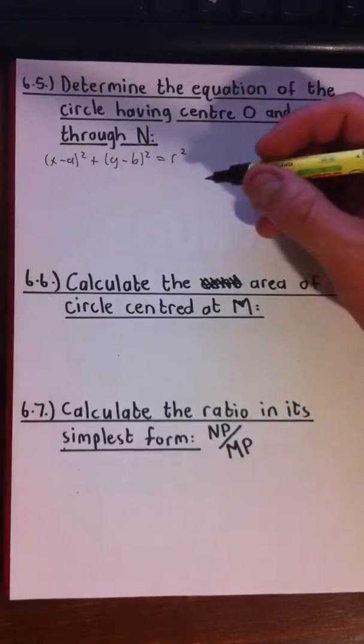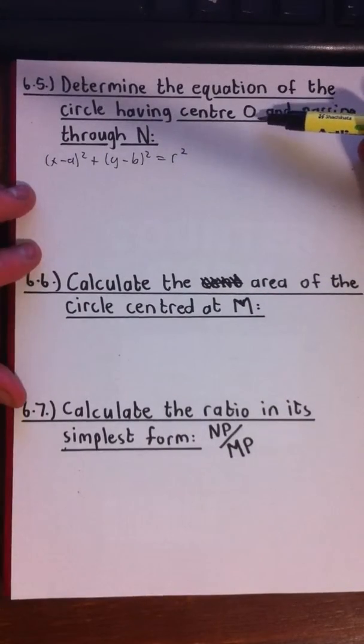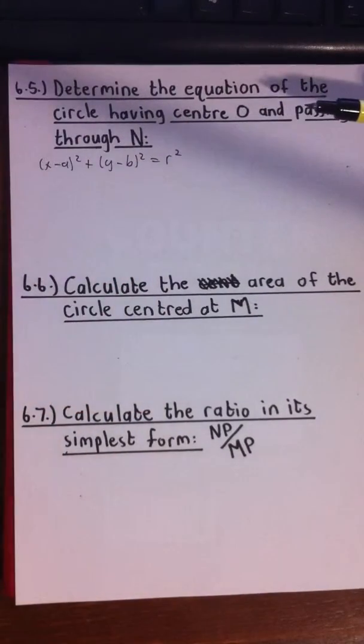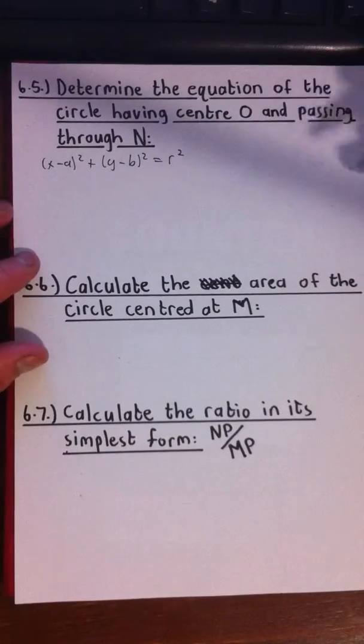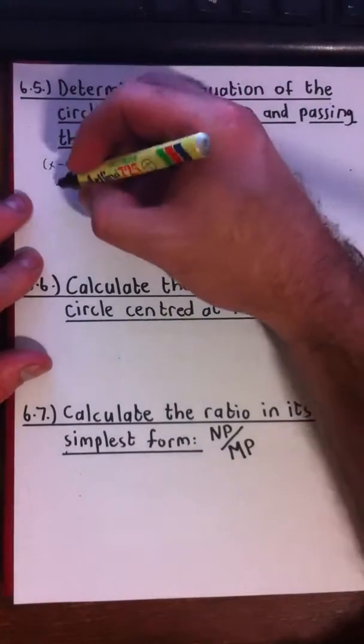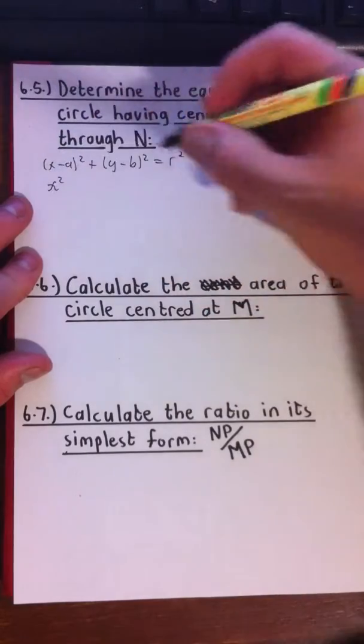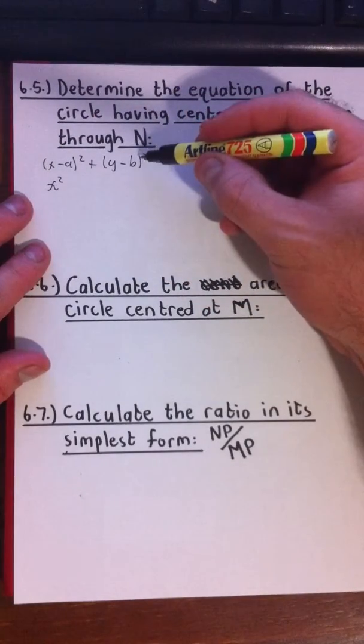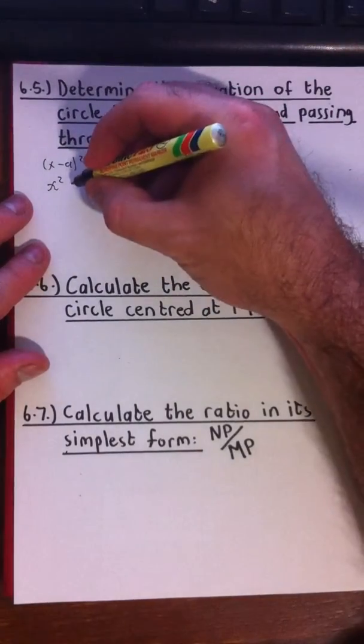Okay, and if the center is the origin, it means our a and our b values will be 0, because that's the center of our circle. So x minus 0 squared will just be x squared. And y minus 0 squared will just be y squared.